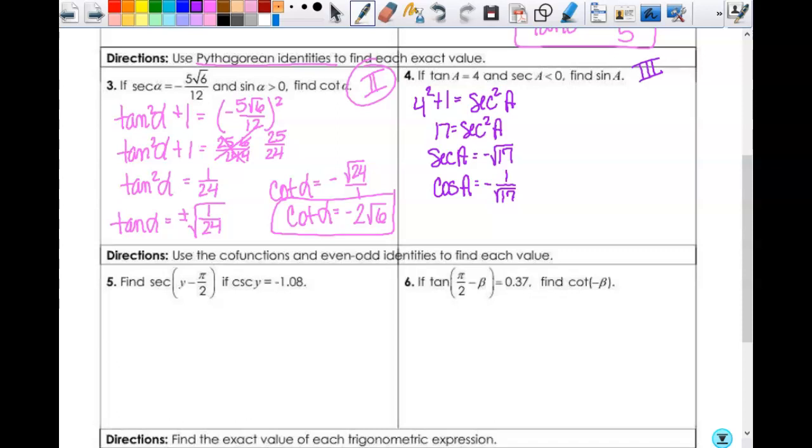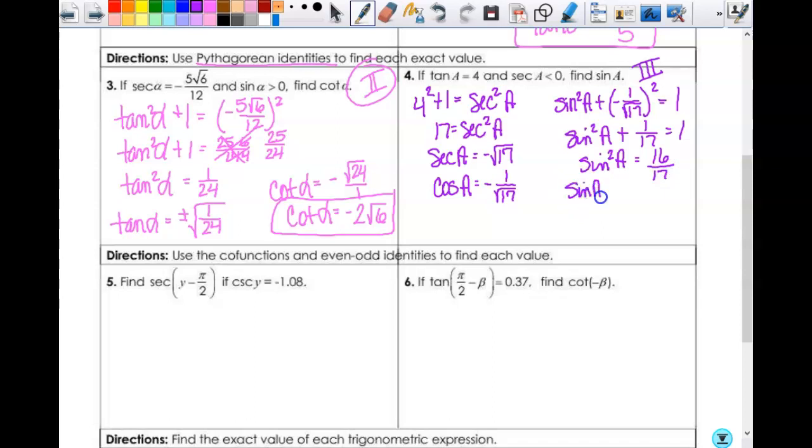So now I can use the other Pythagorean identity that I have, which is sine squared A plus cosine squared equals 1. So sine squared A plus 1 over 17 equals 1. So sine squared A equals 16 over 17.